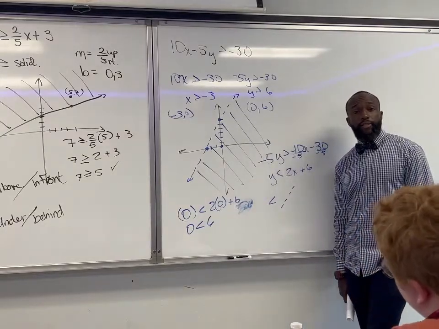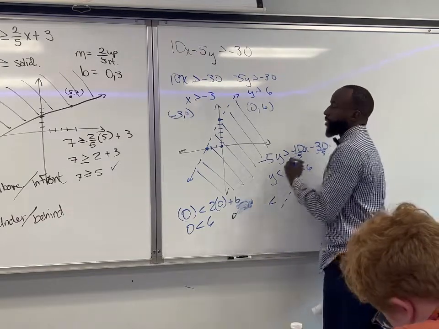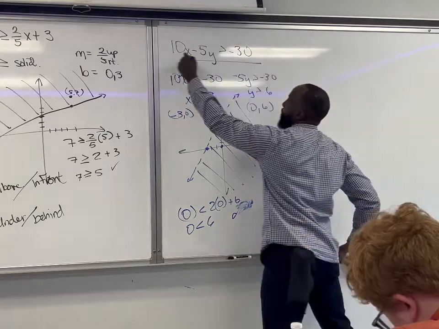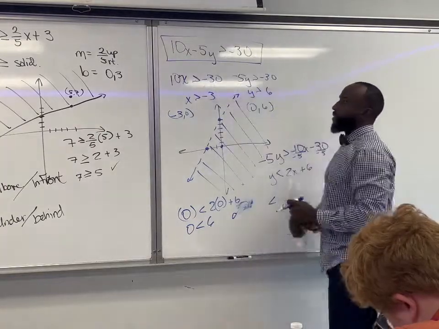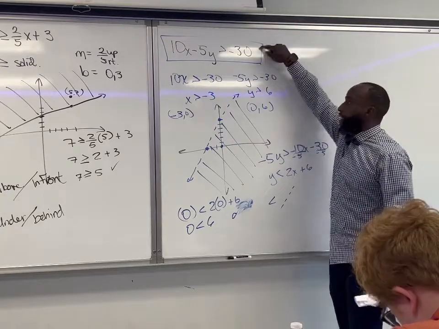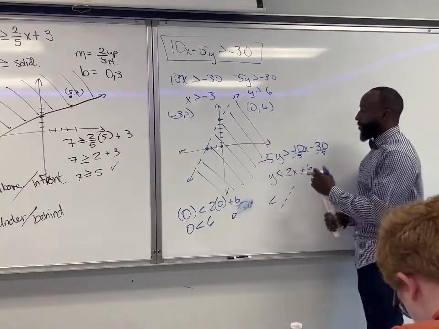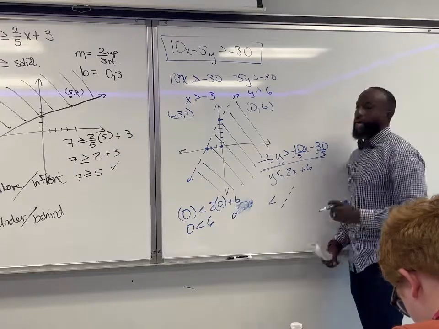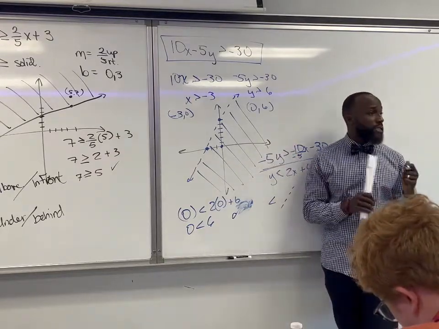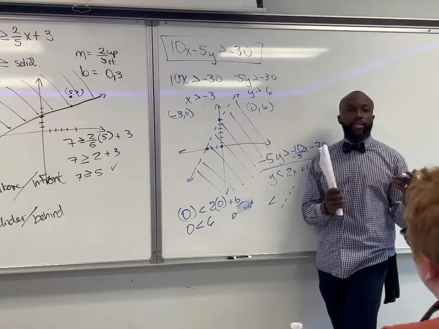0 less than 6? Yes. So it's true. So we did it right. Okay? So I think what we should do is, when equations are in standard form, we should change it to slope-intercept form so that we can see the direction of our inequality sign, right? Because for this one, we had to change the direction of the inequality sign.